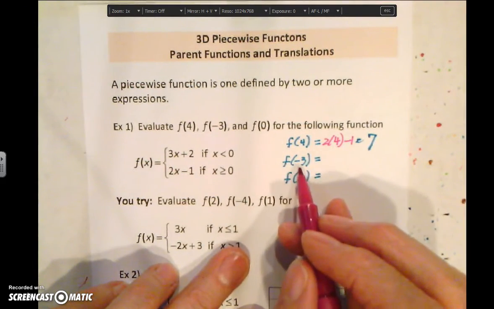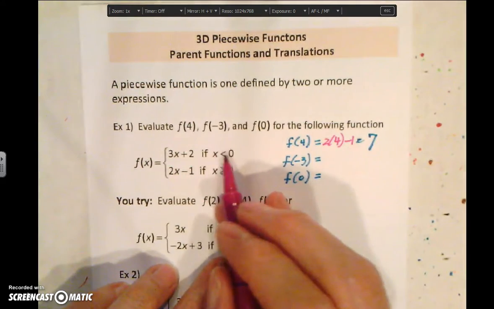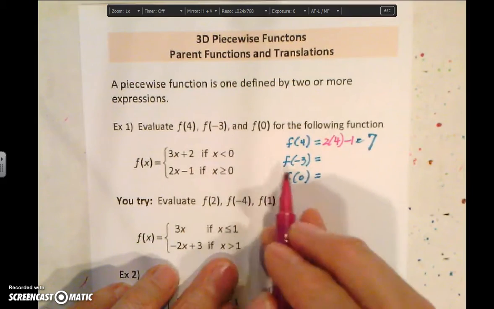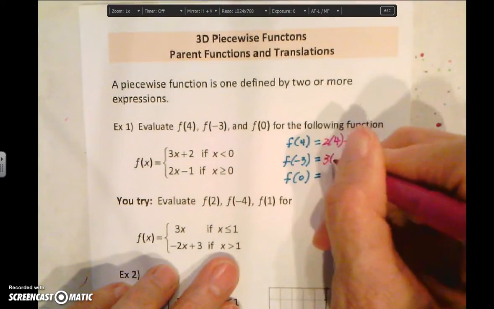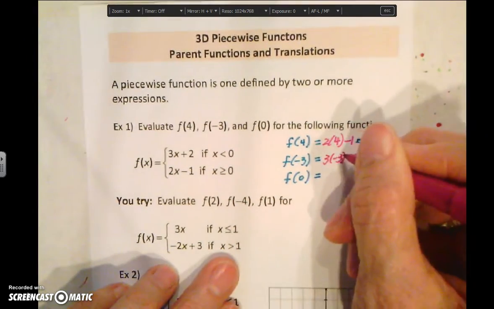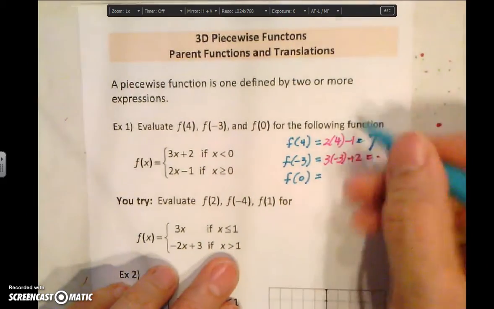When I evaluate f of negative 3, again, my x is negative 3, which is less than 0, so it's going to fall under this expression. So I'm going to plug negative 3 in for x here and get 3 times negative 3 plus 2. So that's negative 9 plus 2 is negative 7.